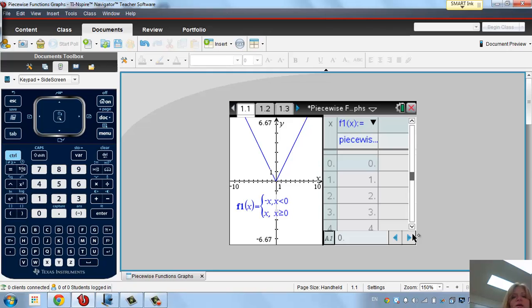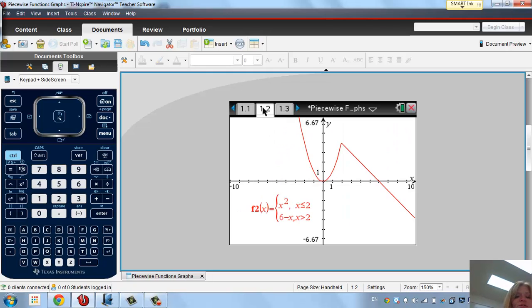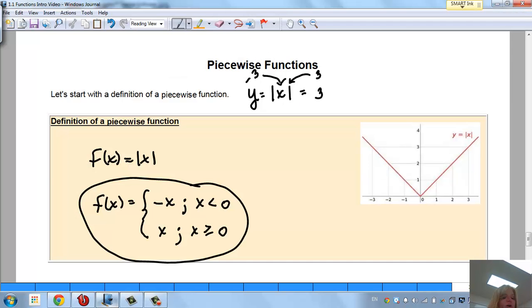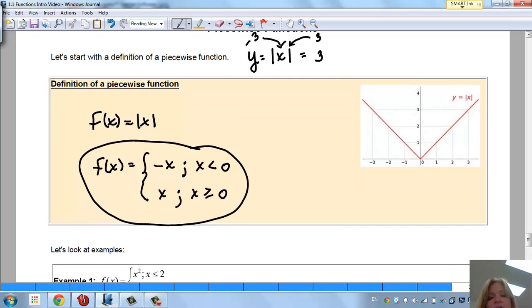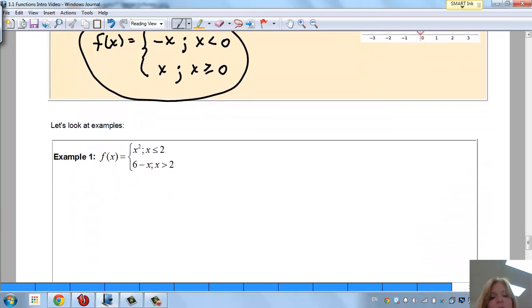Okay, so I'm going to get it ready for the next one. So let's look at the next function we want to do. So I'm going to bring it over here, and I'm going to show you how you're going to graph this by hand, and then we're going to put it in the calculator to see if we're right. So here's a piecewise function. This tells me y equals, or f of x equals x squared when x is less than or equal to 2, and it's 6 minus x when it's greater than 2. And here's the breaking point. If you'll notice, it breaks at 2, and 2 is only in one piece. So you can only have the equal sign in one piece, and it's up here in the top piece.